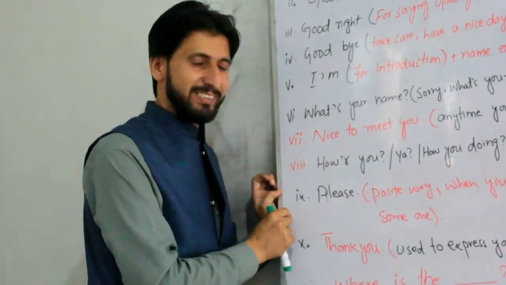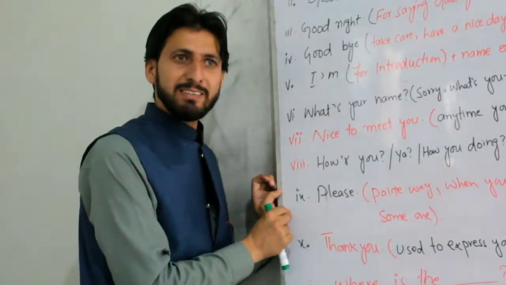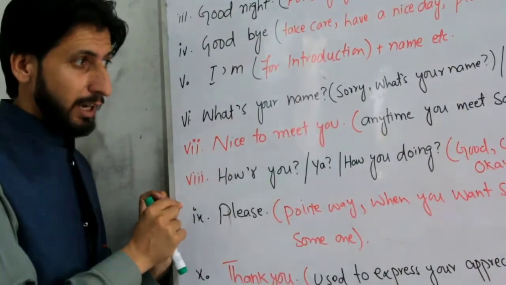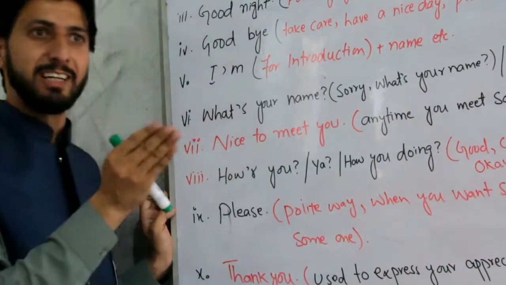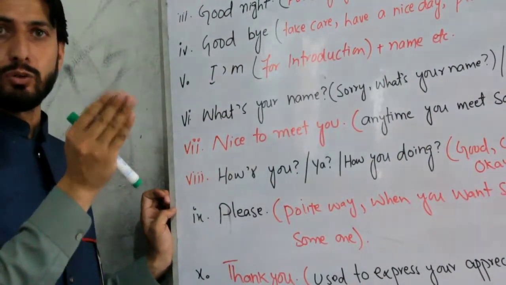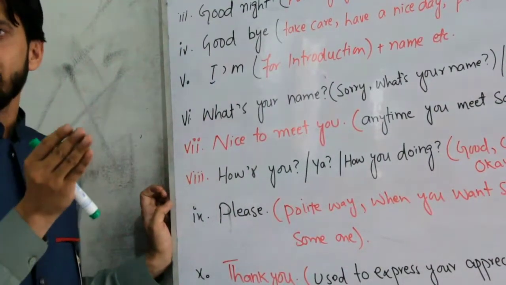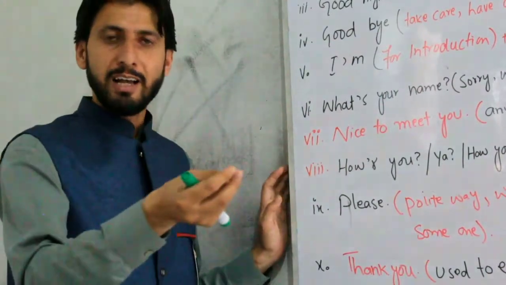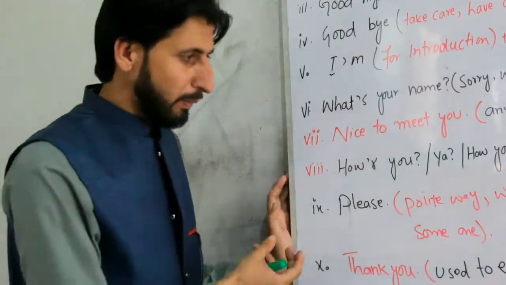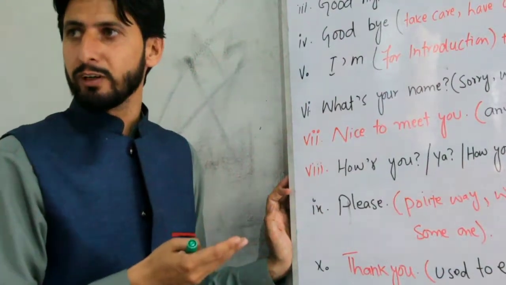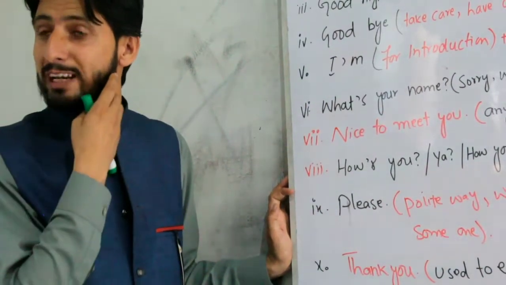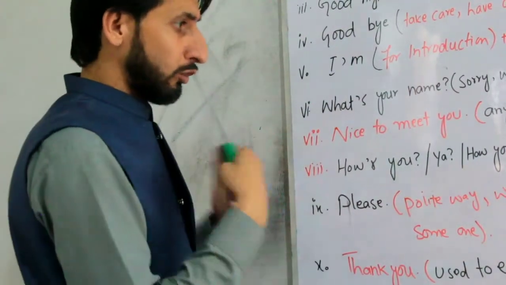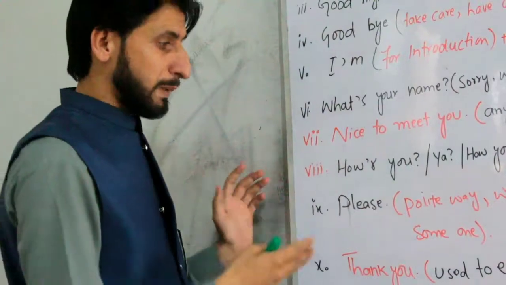Next one is please. We use this word as a polite way when you want something from someone, or when you want to use something of your friend, you can say, please give me your pen. So it is a polite request, a way of requesting someone. You can use this word, please, for showing regard or respect for others.